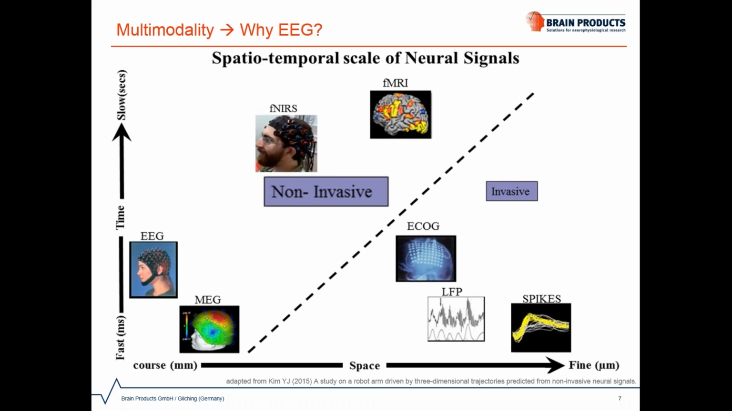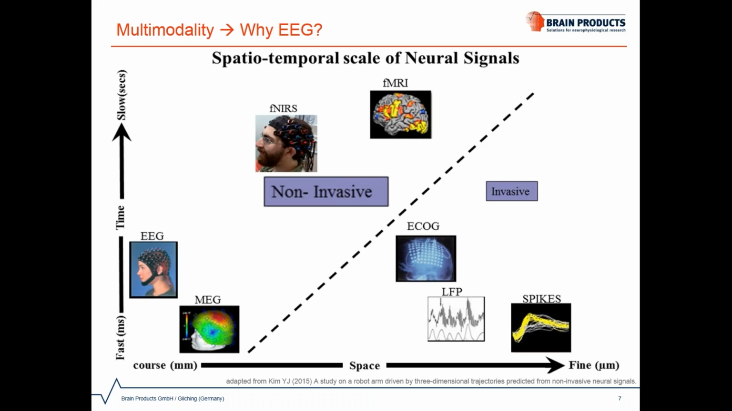The in-between modality that provides suboptimal spatial and temporal resolution is functional near-infrared spectroscopy, or fNIRS. However, it is not a direct measure of neural activity, as it measures changes in cerebral blood flow. So each method has its own strengths and weaknesses, and selecting a single method or combination of methods really depends on the experimental conditions. One common approach to achieve high spatial and temporal resolution is to combine fMRI with EEG.